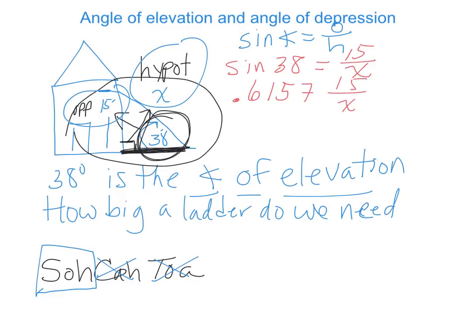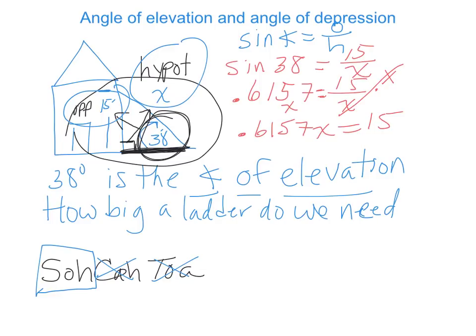This one we have the x in the bottom, so it just means we have an extra step when we go to solve. Whatever's in the bottom of that fraction, we always want to get it out of the bottom, and the way that we do that is to multiply. So I'm going to multiply, which cancels out the x, and I have to multiply that side by x. So when I rewrite, I have 0.6157x equals 15.